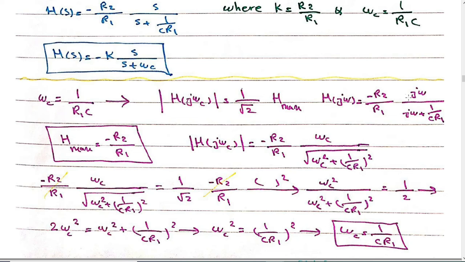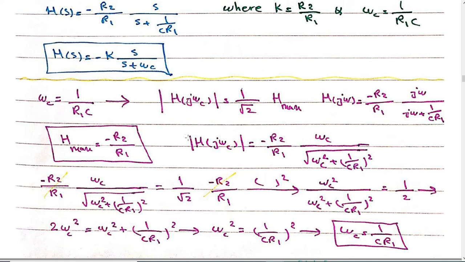Again, because this is a high pass filter and you have j omega over j omega plus 1 over CR1, the value for j omega is much greater than this part. So it is like j omega over j omega. These two will cancel out each other, and we just have this one. So this is the value for H max. So this is the value for H max multiplied by 1 over square root of 2.